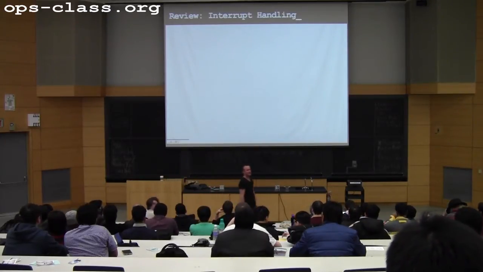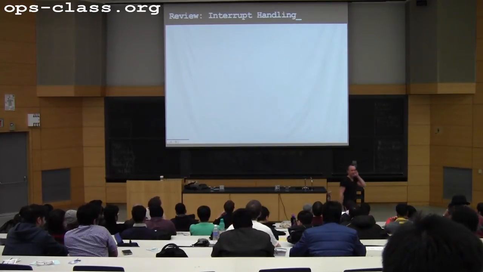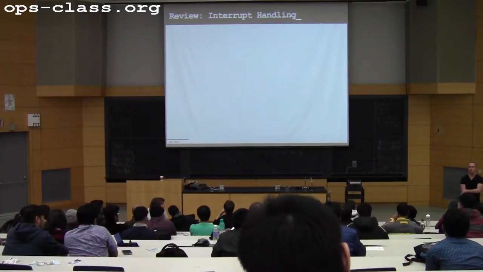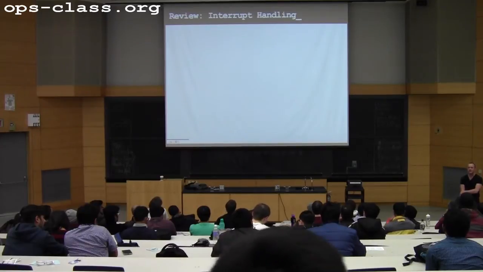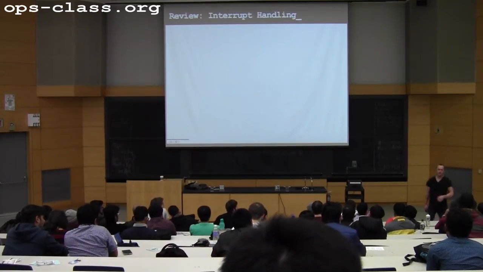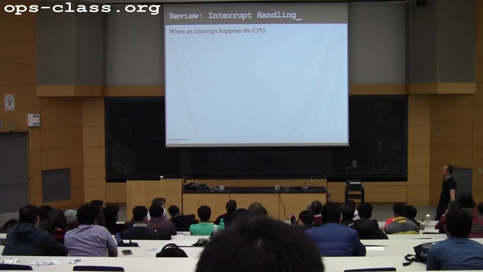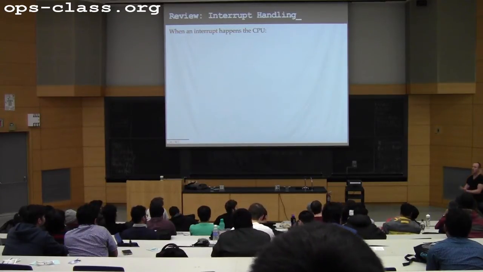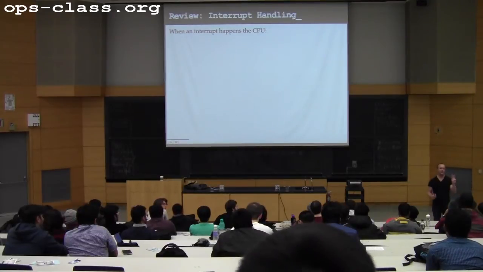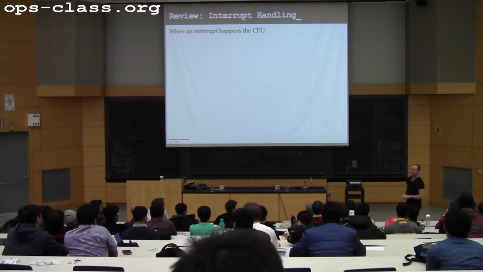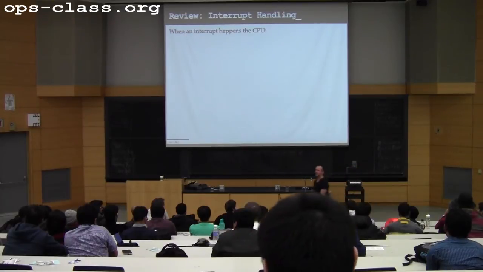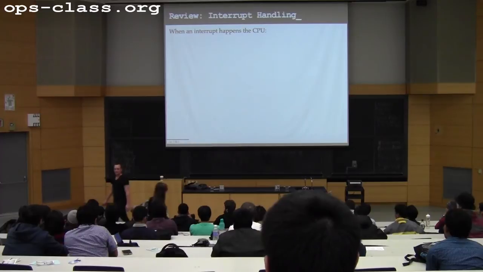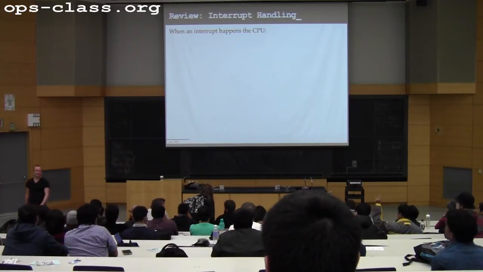Questions about interrupt handling, software interrupts, software exceptions, stuff from last time? Any questions about this before we go on? Because this is the basis of how we're going to implement preemptive multiprocessing. Okay? So I'm going to try to hammer this into your brain one last time. Three things. When an interrupt or a software interrupt or a software exception happens, what does the system do? Three things.